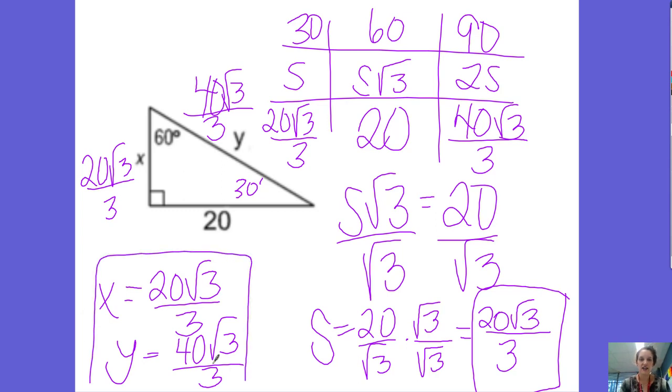So I took the side across from the 60, divided it by root 3, then I had to do a fancy one to rationalize my denominator, and then once I had the short side, I doubled it to get the hypotenuse.